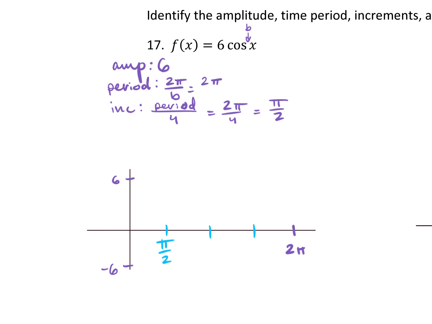How do we find the next increment? Add another pi over 2. So to find the next one, we're going to add pi over 2. What's pi over 2 plus pi over 2? What does 2 pi over 2 simplify to? Pi. Then to find the next one, we're going to add another pi over 2.